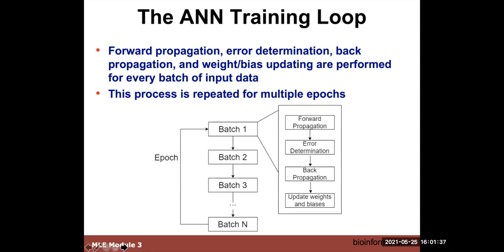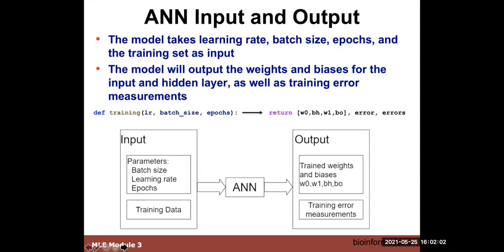We're going to go through this process of forward propagation, error determination, back propagation, update weights and biases, and repeat. We'll do this for batch one, batch two, all the way to batch 5. And then that's one epoch. And then we repeat that for hundreds, thousands of epochs.